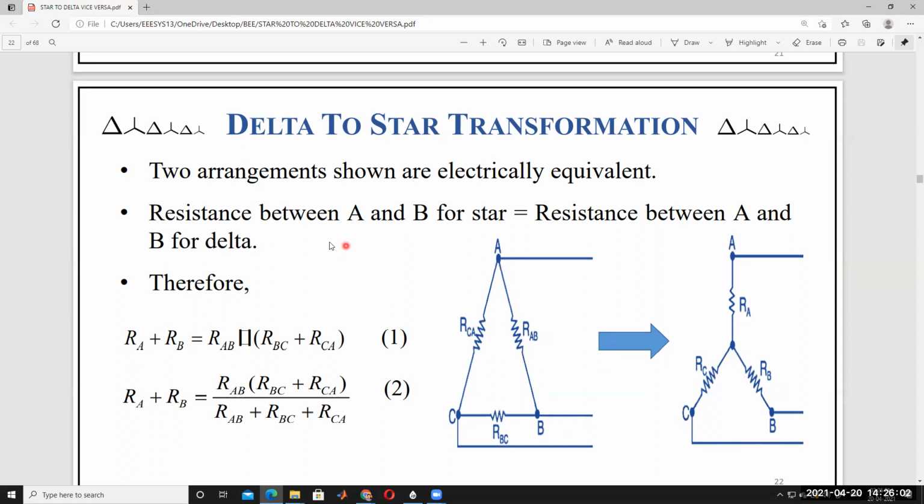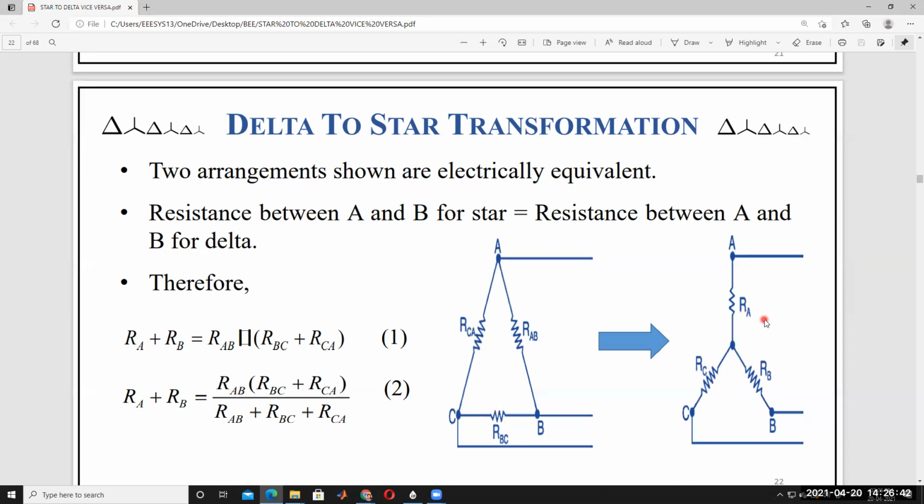For example, to find the resistance between A and B, RC is not included, because only one terminal is connected here and the second terminal is not connected for considering A and B. In the delta, the starting and ending terminals are connected like a closed loop, so it is considered. When you connect A and B, the current divides like this. RCA and RBC become series, and this combination becomes parallel to RAB.